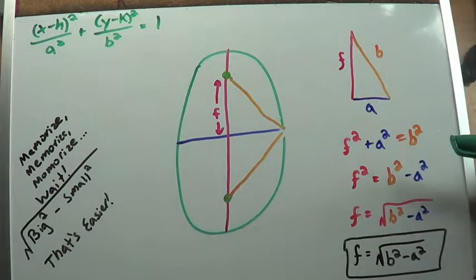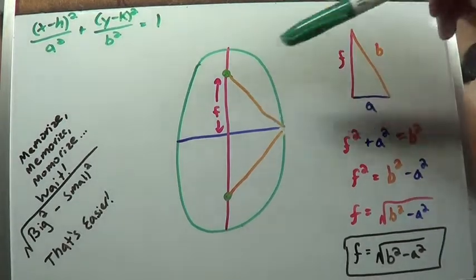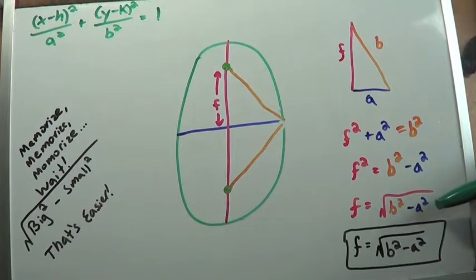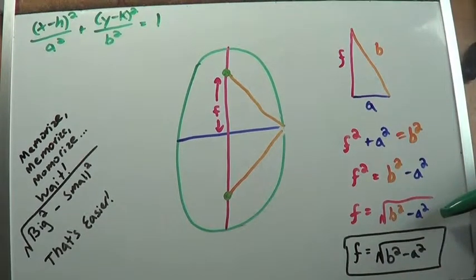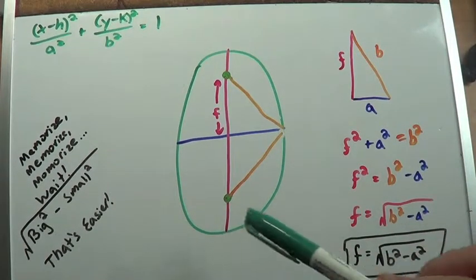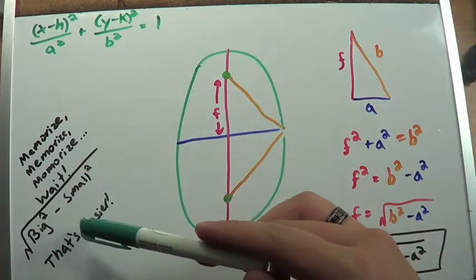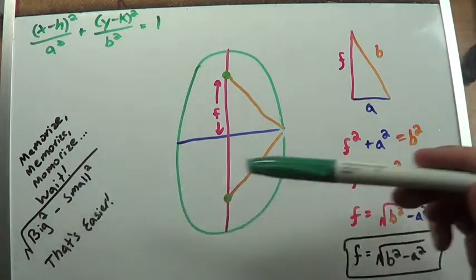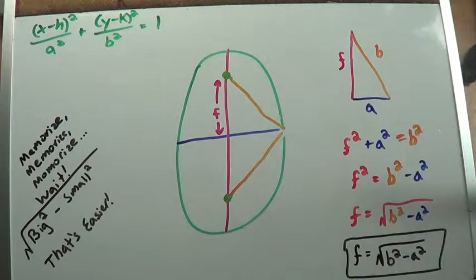What about vertical ellipses, smart guy? Well, it's the same basic idea with Pythagorean theorem, only f equals the square root of b squared minus a squared. Basically, just flip the order. Before you get freaked out about memorizing that, it's just a bigger one minus a smaller one. If you end up with a negative number, do it the other way, because you can't take the square root of a negative number. No, but I can't.